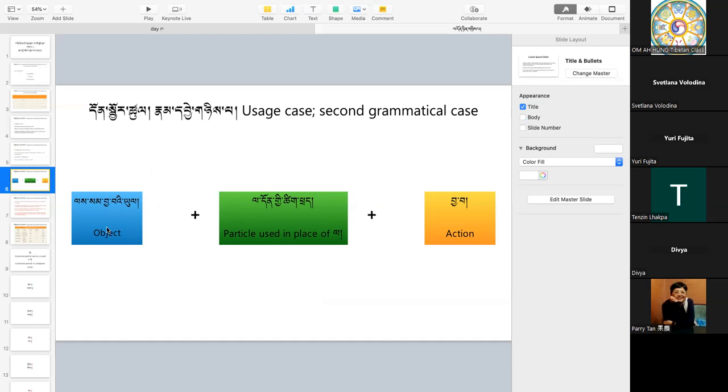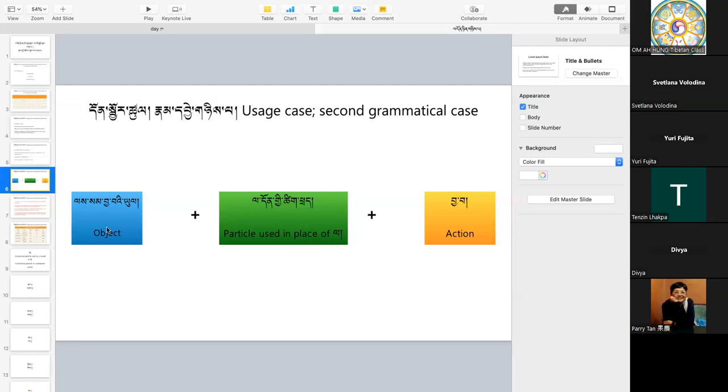This is only in the context of the 30. In the context of gender sign, le has a different meaning. So therefore, it's only in the context of this text. Only in this text, it means action, object, le, sam, chayu, object. The second component is la, the particle used in place of la. And finally, the final component is the action or chawa.